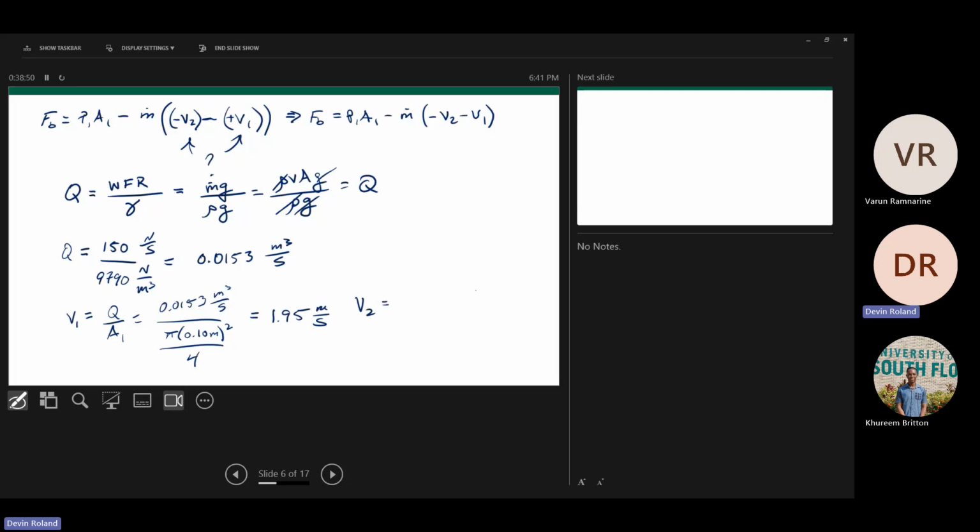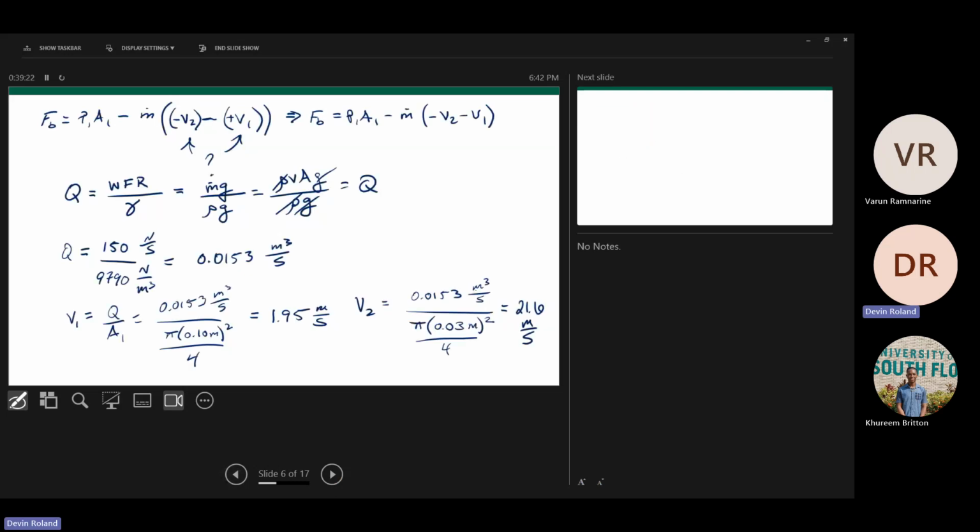And V2 is going to be very similar. I think it was 3 centimeters, or 0.03 meters squared over 4. And that's going to give you 21.6. Okay.